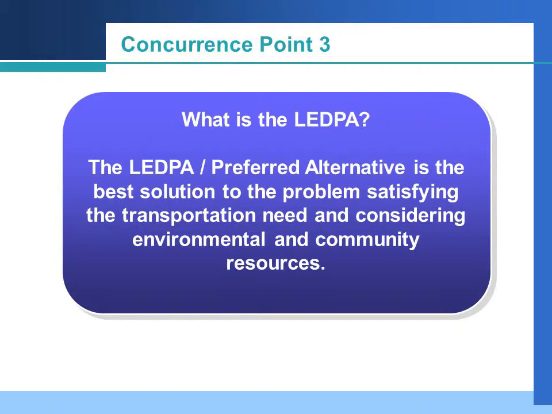To select a LEDPA at Concurrence Point 3, we build on the purpose and need developed for the proposed action at Concurrence Point 1, the identification and thorough analysis of alternatives selected for detailed study at Concurrence Point 2, and decisions made on locations and lengths of any bridges at Concurrence Point 2A in order to determine the least environmentally damaging practicable alternative for the project.